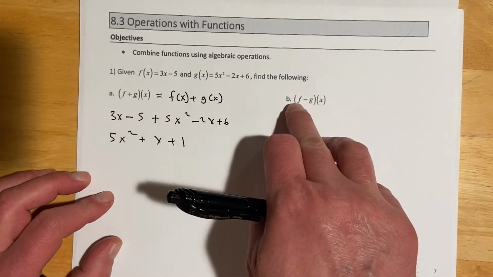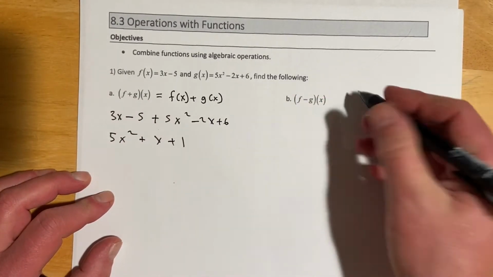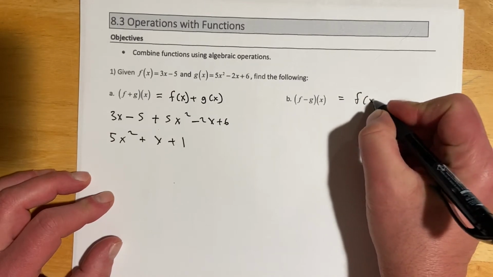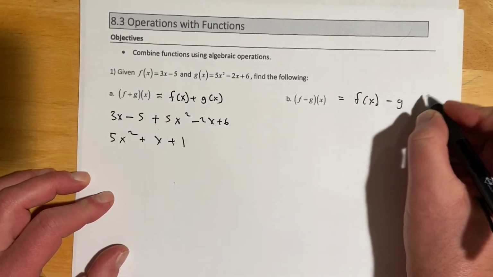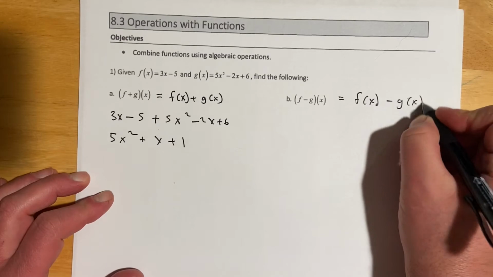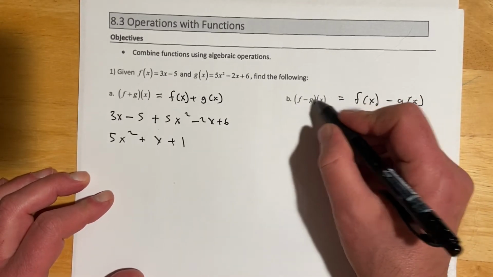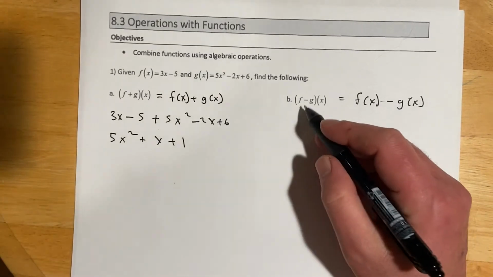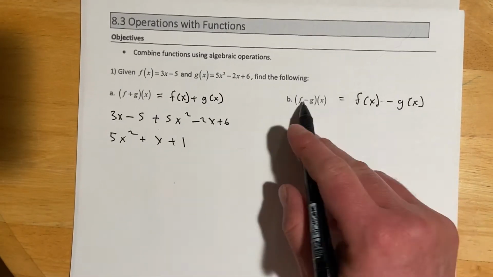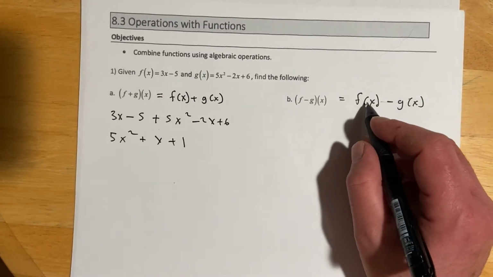Same thing here, f minus g of x, same thing as f of x minus g of x. This is nice if we have more than one thing going. It lets us just do the of x once. So it could be kind of a handy shorthand, but they do mean the exact same thing.